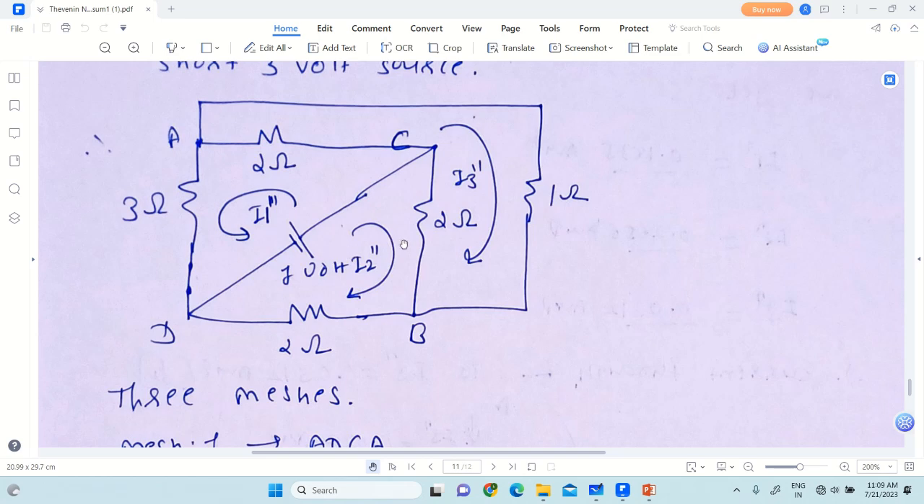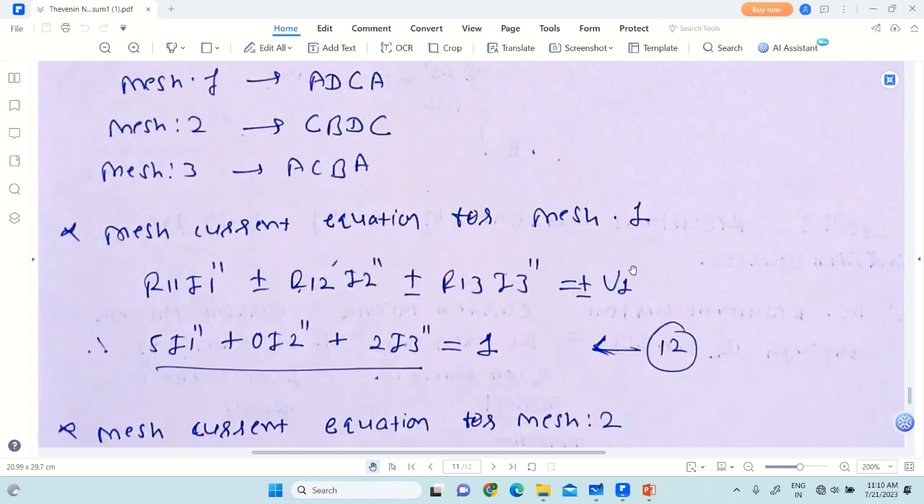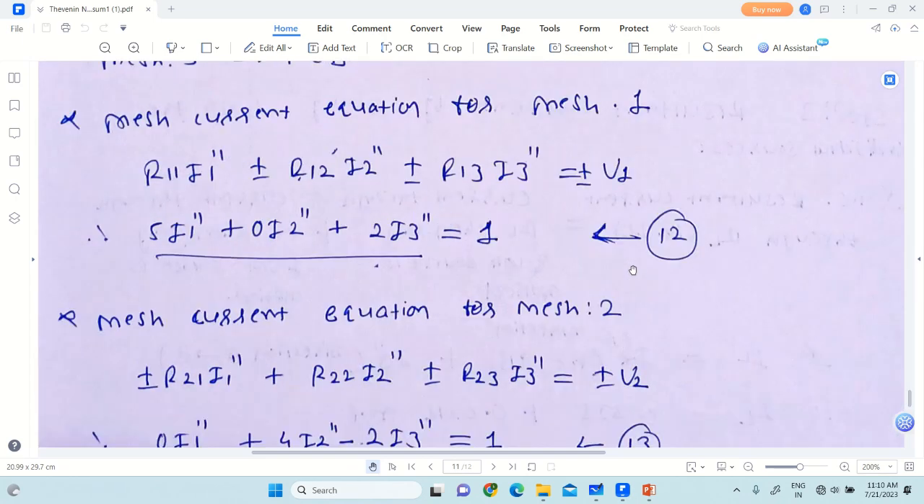In mesh number 2, I assume the direction of current as clockwise and current flowing is I2 double dash. And in mesh number 3, current I3 double dash is flowing in clockwise direction. So now apply the 3 mesh current equations. So mesh number 1, R11 I1 double dash plus or minus R12 I2 double dash plus or minus R13 I3 double dash is equal to plus or minus V1.